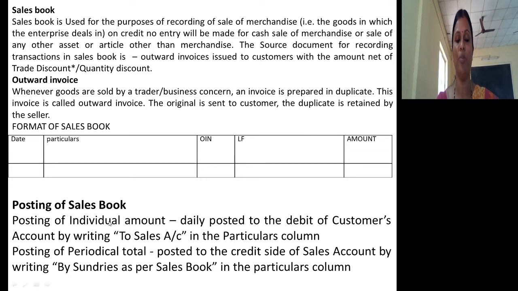But periodically you will post whatever you recorded in the sales book to the sales account. How will you post? You will post it to the credit side of the sales account. Either you will show the individual name of each customer, or you will record it combined as "By sundries" at the end of a particular period. The period may be monthly, quarterly, whatever it is, as per the convenience of the organization which maintains the books. So this is what the sales book is, how to prepare it, what its format is, and how to post entries from the sales book to the concerned ledger accounts.